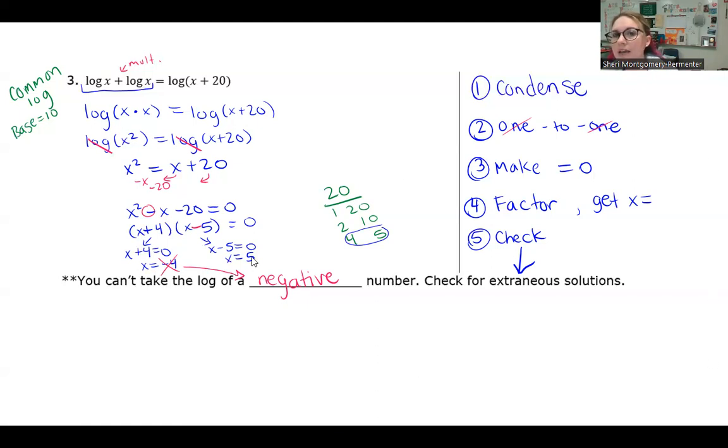If I take this 5 and plug it in, am I taking the log of a negative? Okay, this one we have to do some arithmetic. 20 plus 5 is 25. Is that a negative? No. Okay, 5 works. So my only answer for this problem, the only one that works, is 5.